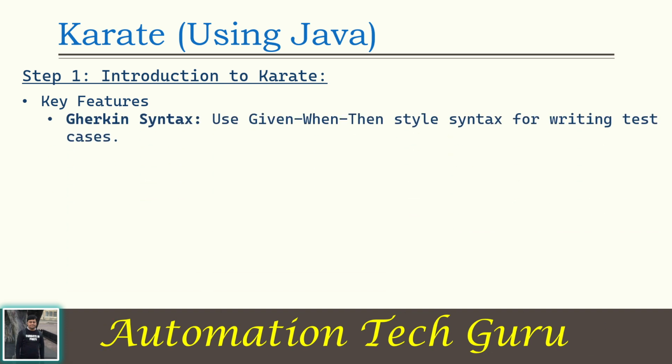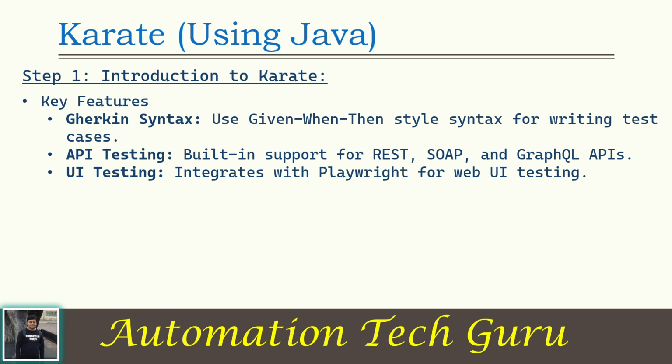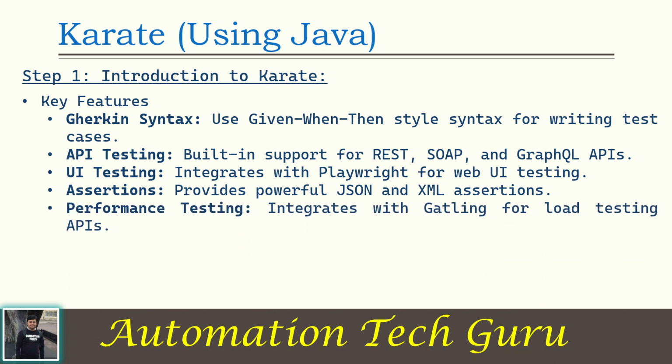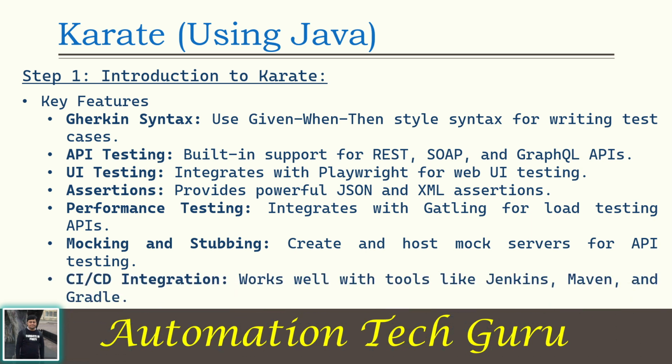Key features: Gherkin syntax. So use a Gherkin language that is given, when and then syntax. API testing, built-in support for REST, SOAP or GraphQL API. UI testing, integrate with the Playwright for web UI. Assertion, provide powerful JSON and XML assertions. Performance testing, integrate with the Gatling for load testing. Mocking and stubbing, create and host mock servers for API testing. CI/CD integration, works well with tools like Jenkins, Maven, and Gradle.